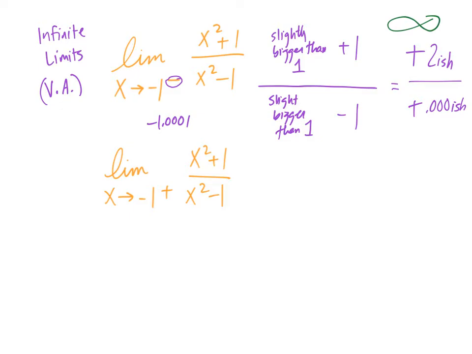Okay, so let's approach from the negative side, or excuse me, approach from the positive side. What if we are approaching -1 with a number like -0.999? And again, it doesn't matter if I do 0.9 or a bunch of nines. I just need something a little bit to the right of -1. All right, when I square that number on top, I'm going to get a number slightly smaller than 1, but positive.